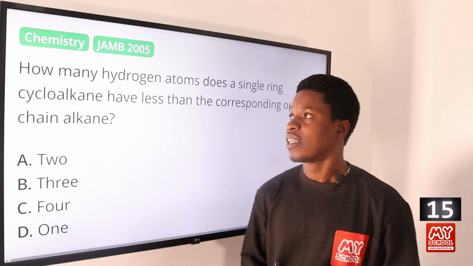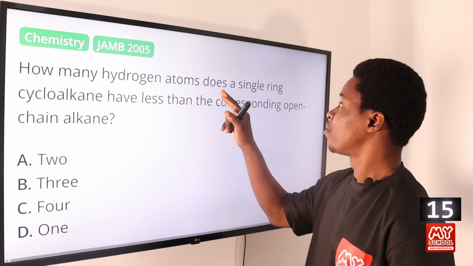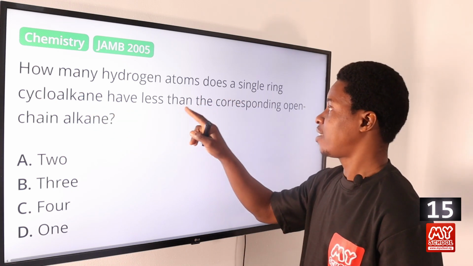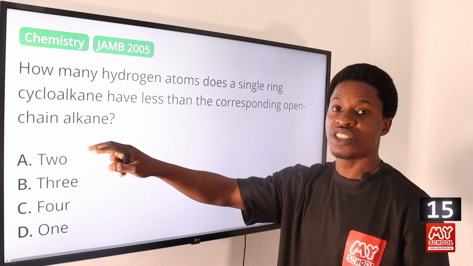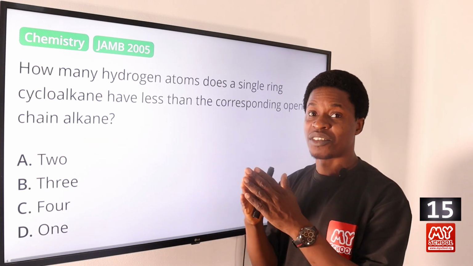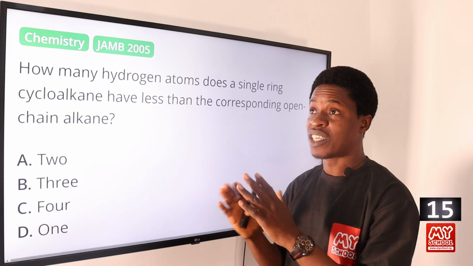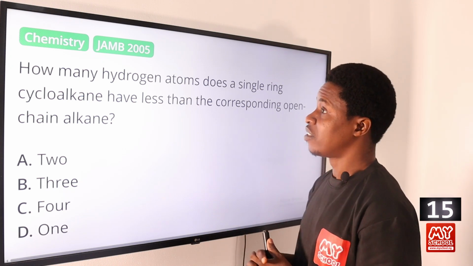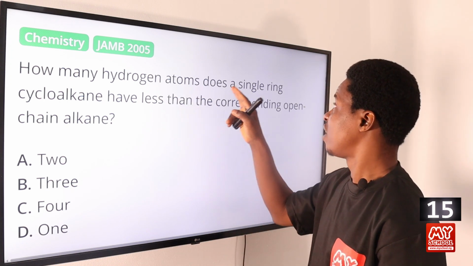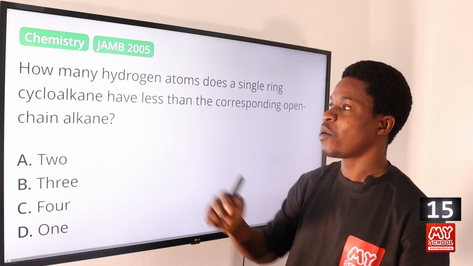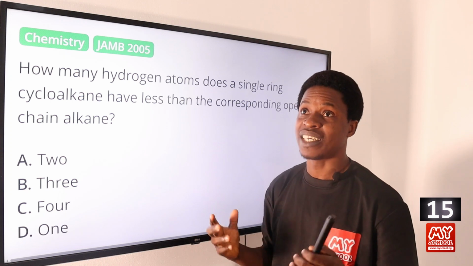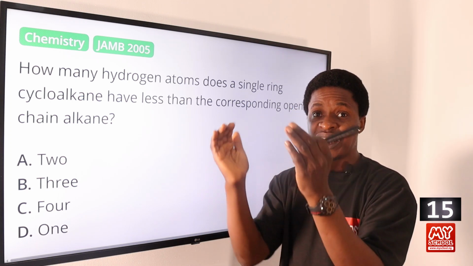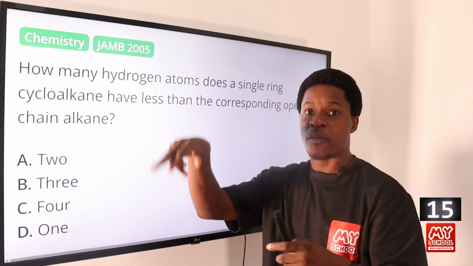Question 15. How many hydrogen atoms does a single ring cycloalkane have less than the corresponding open chain alkane? When we say open chain, we are talking about the straight chain alkane. So we'll just give an example so that we can buttress our point. Now when we talk about cycloalkane, that means we have a hydrocarbon in cyclic form.